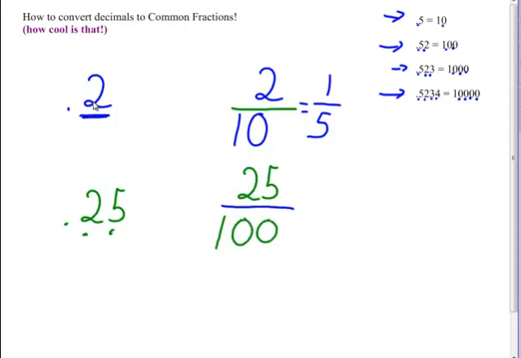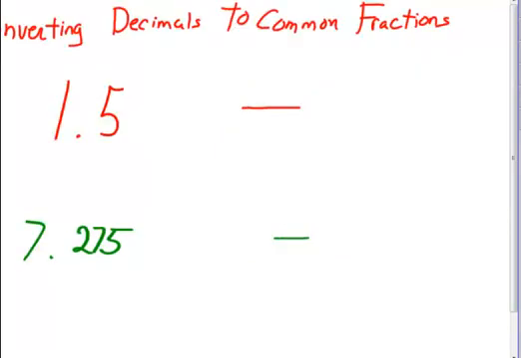All right, so our new fraction is 25 over 100, and we'd always want to simplify that. 25 goes into 25 once, and 25 goes into 100 4 times. So 0.25 is equal to 1/4. Let's try a few more.